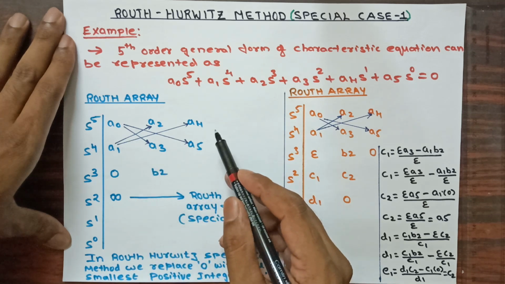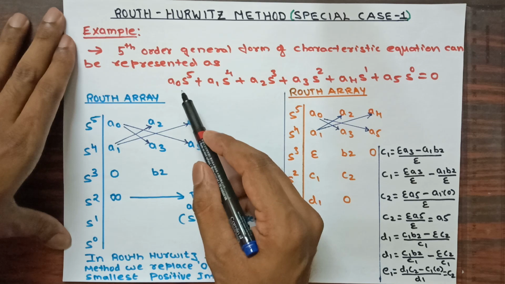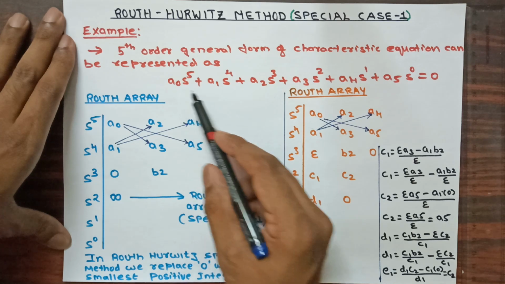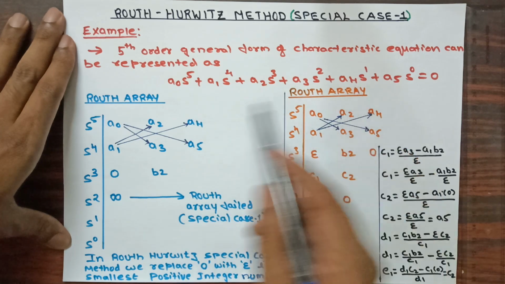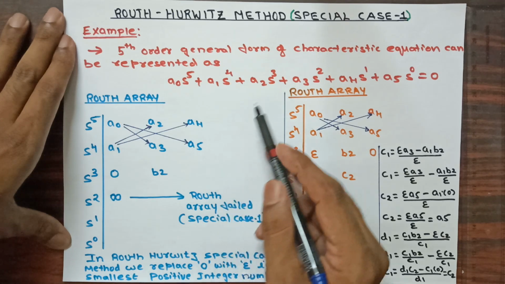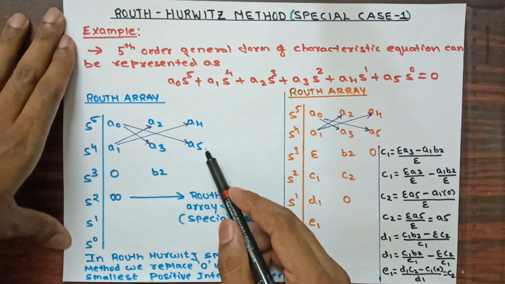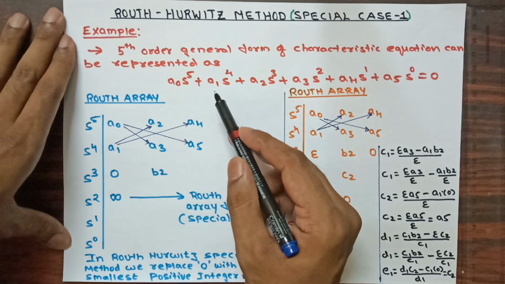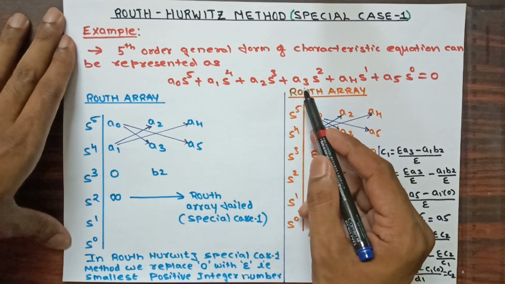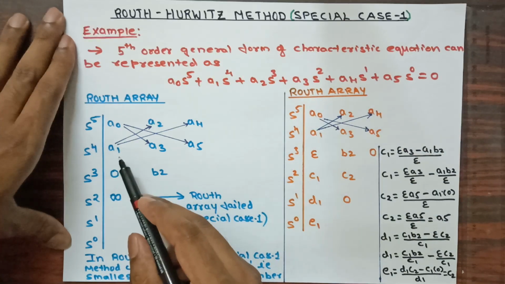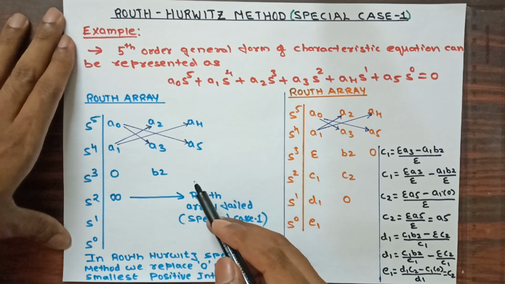The other way also, you know that in the first row you can look into the even coefficients, that is a0, a2 and a4, that I have considered in the first row, and in the second row we can consider the odd coefficients, that is a1, a3 and a5. You can see here a1, a3, a5. We can use any method.